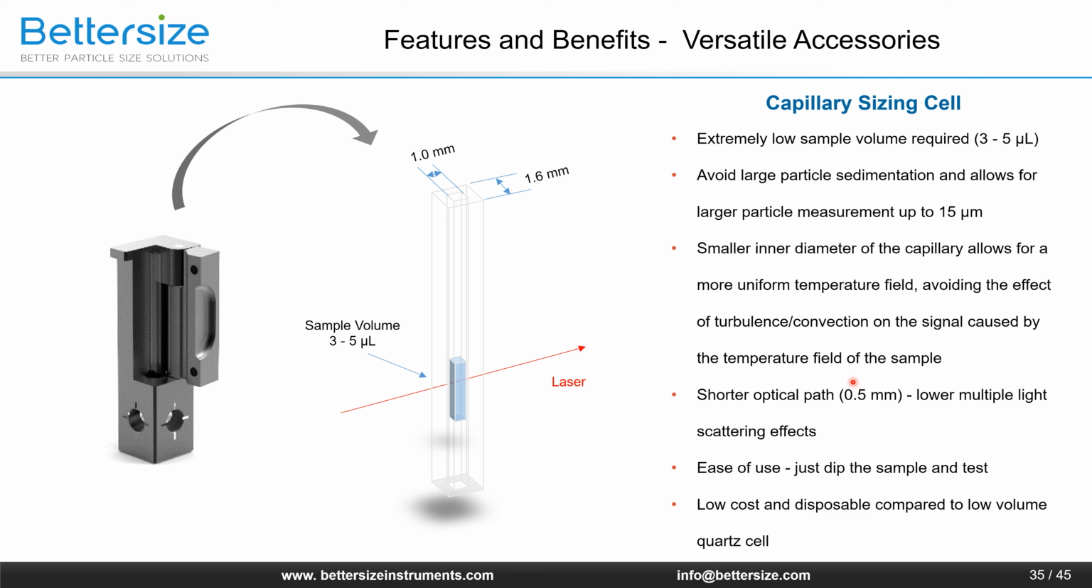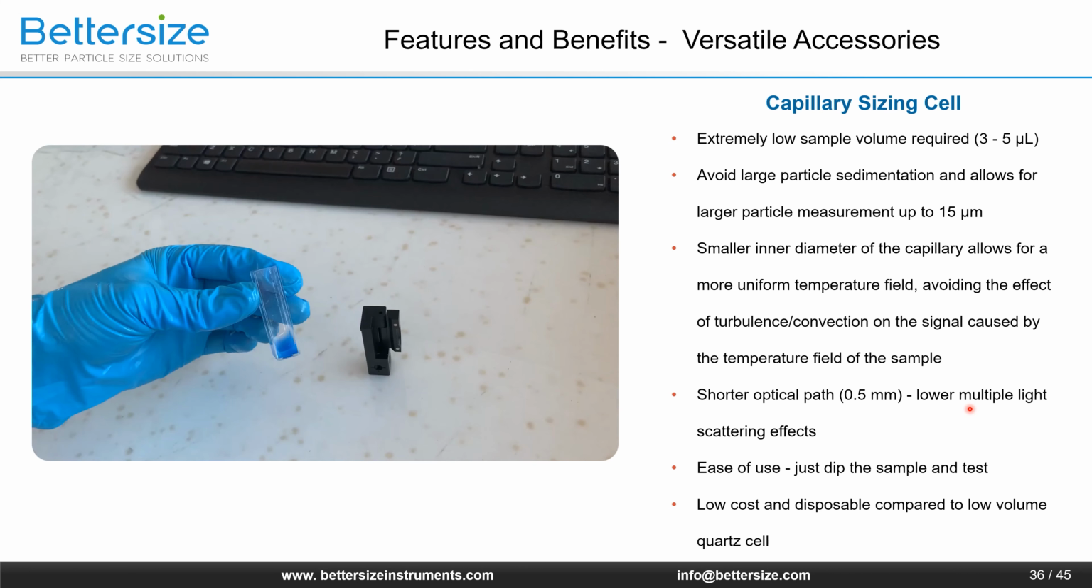For the size measurement of the BeNano, there's a cuvette designed for ultra-micro volume samples, called the capillary sizing cell. Extremely low sample volume, down to 3 microliter, is required. It can avoid large particle sedimentation, so microparticle measurement becomes possible. It has a very small inner diameter, which is 1 millimeter, to avoid the effect of turbulence or convection on the signals. Another benefit of a small inner diameter is the low multiple light scattering effect that affects the size result.